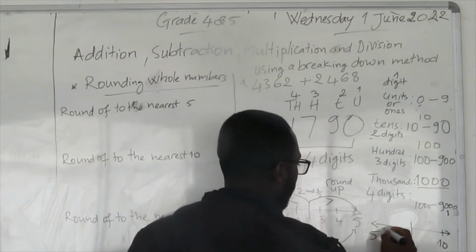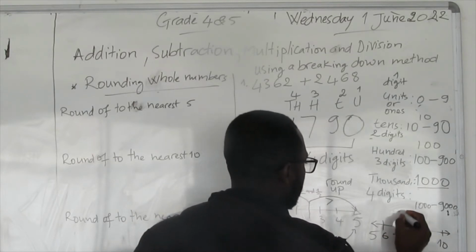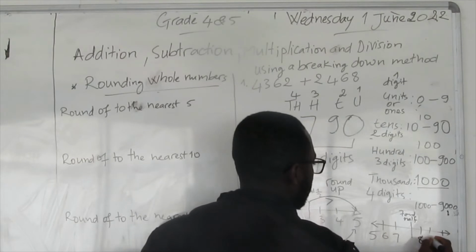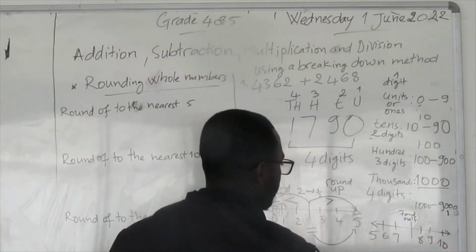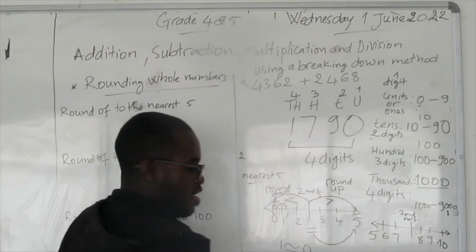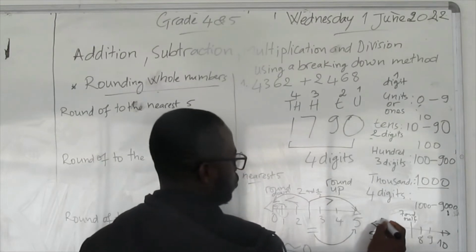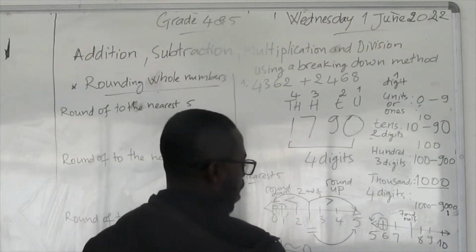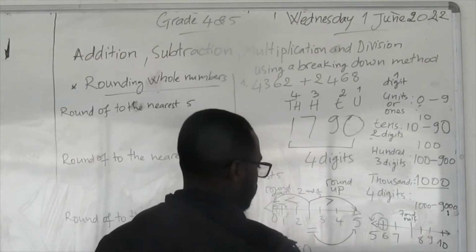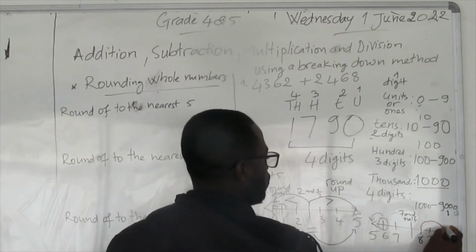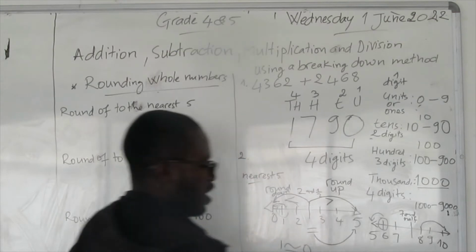So 6, 7, this one is 7 and a half. 8, 9. So to round to the nearest 5, if it's 6, look here, 6, you round down to the previous 5. That is 5. If it's 8, you go up to the next 5. That is 10. Understand now?